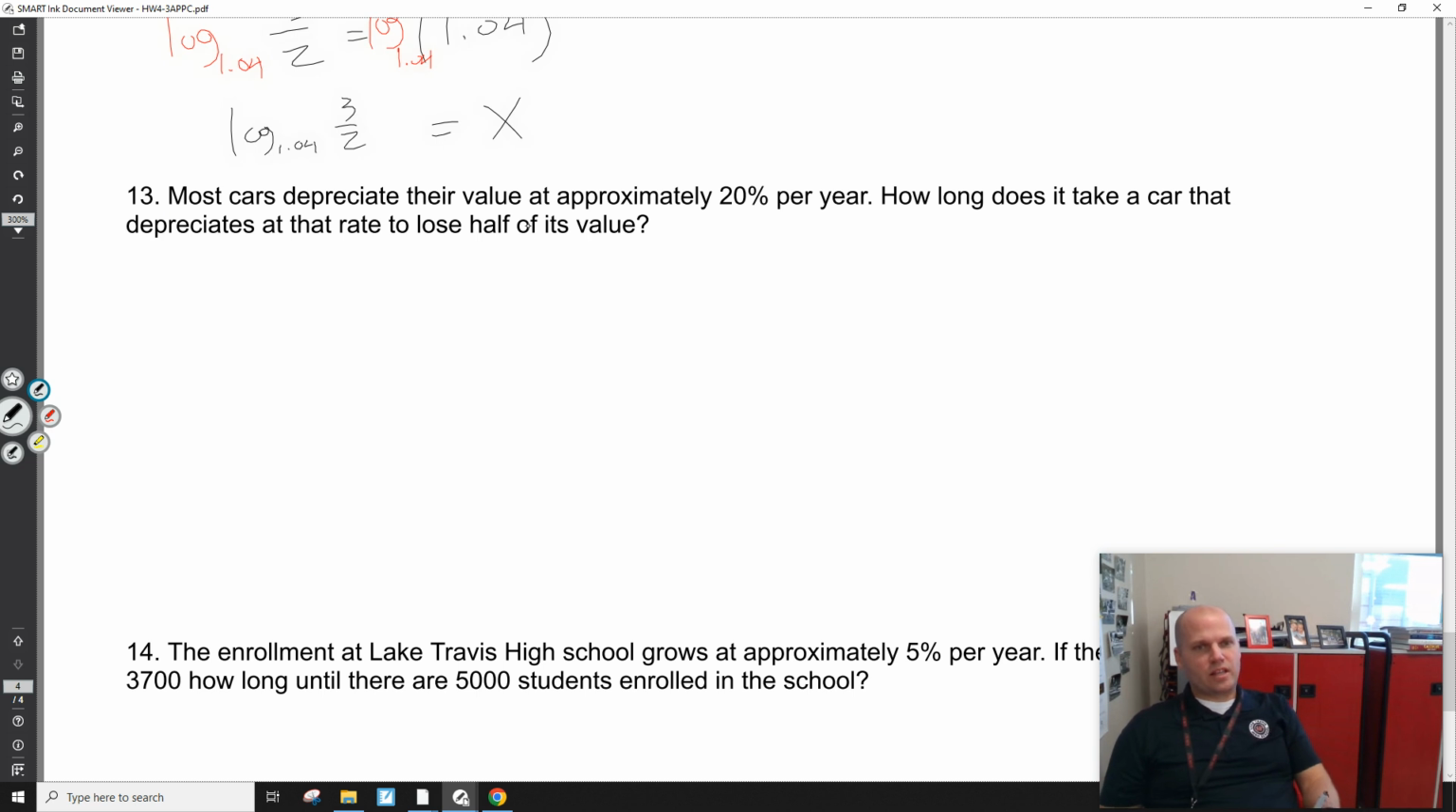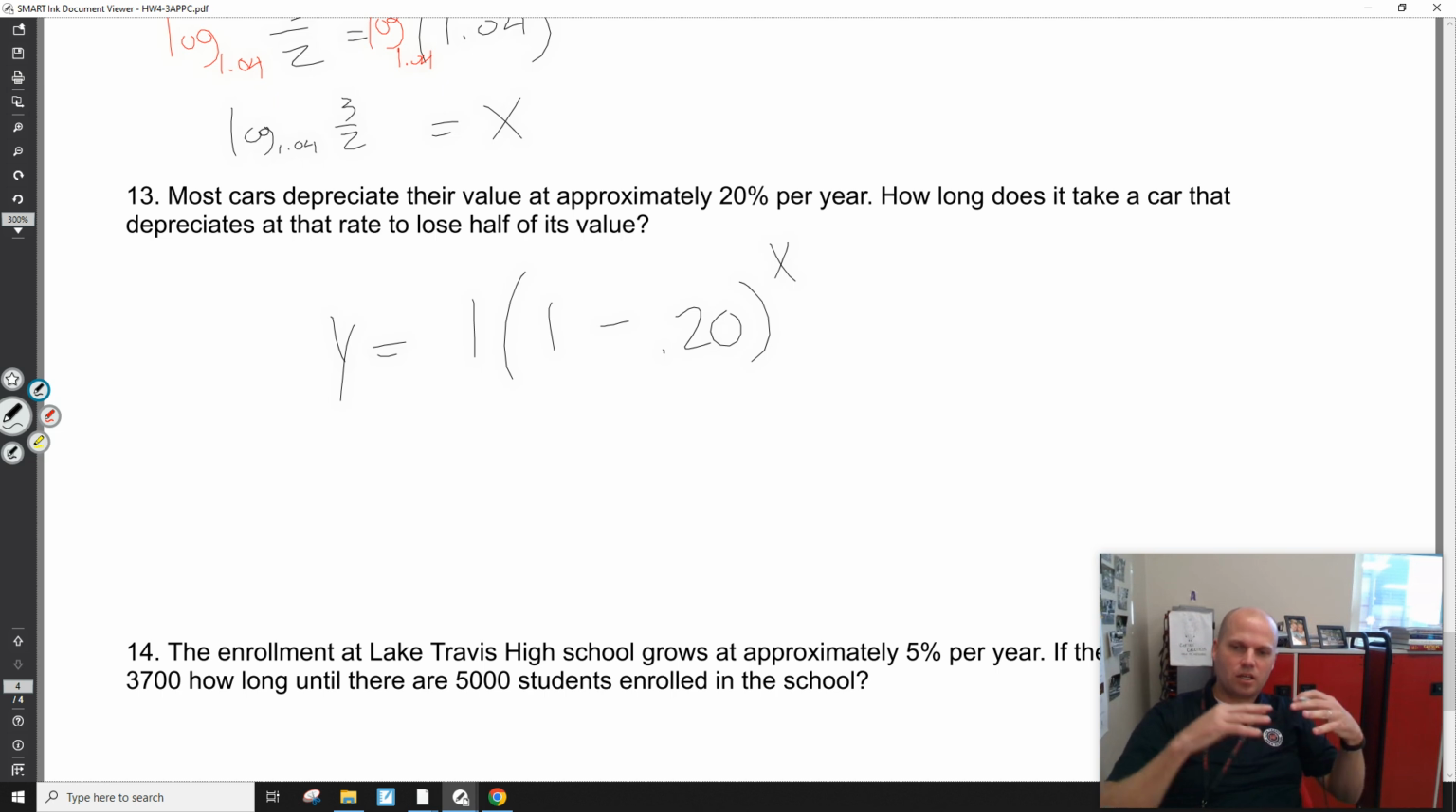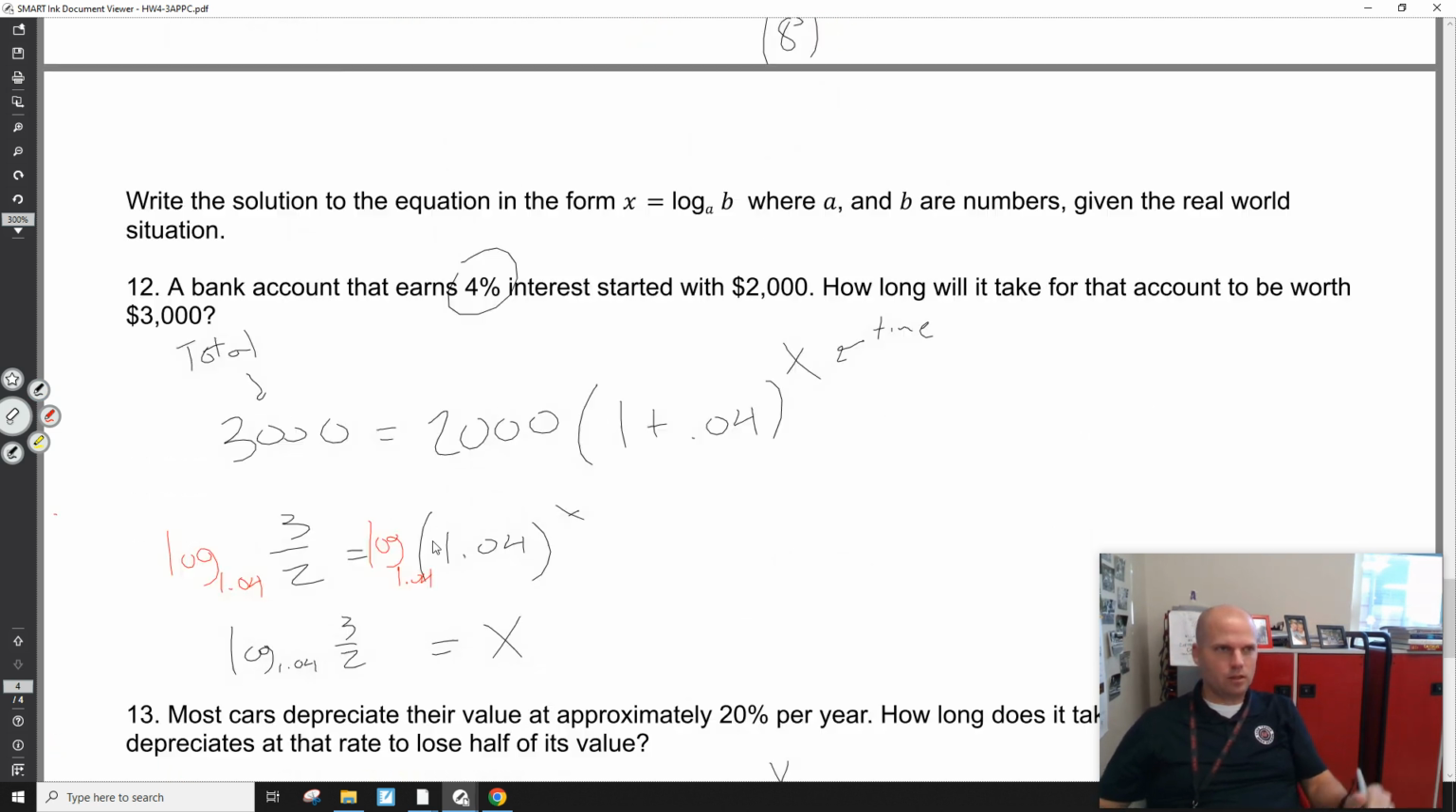Most cars depreciate their value at approximately 20% a year. How long does it take the car that depreciates at that rate to lose half its value? Well, let's pretend my value of my car is $1. I'm going to take 100% of that car, but lose 20% per year. So every year I'll have 80% of my car's value. If my car is worth $1, then how long is it going to take for my car to be worth half of $1?